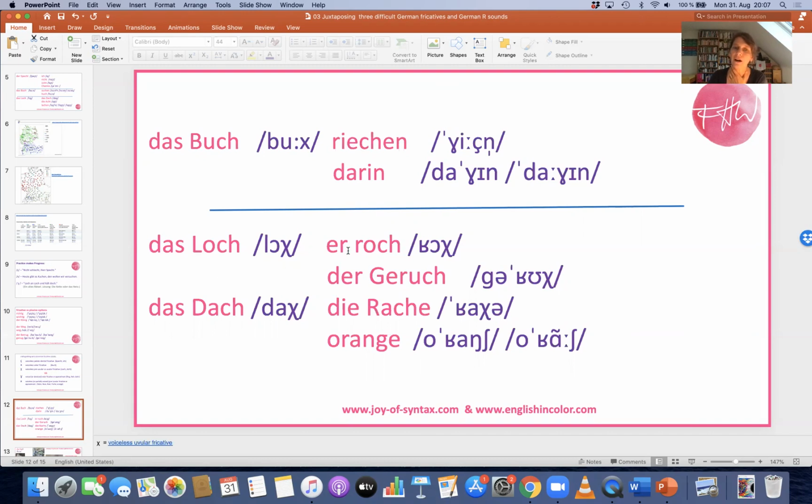Now this is fun. Roch, roch. You can pronounce the R like this sound, but you don't have to. It can be voiced, and it can also be devoiced, but softer than the Loch. You can say Loch, roch, but you can also say roch. And we can do the singing test again. Das Loch, das Loch.